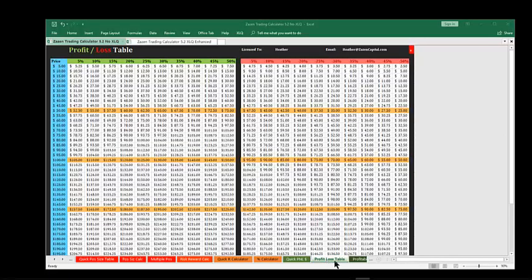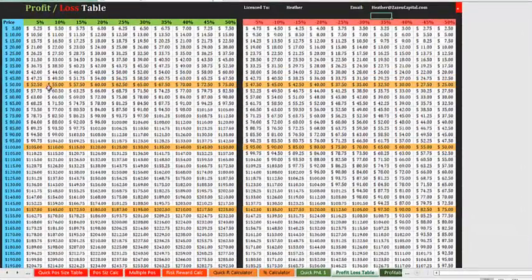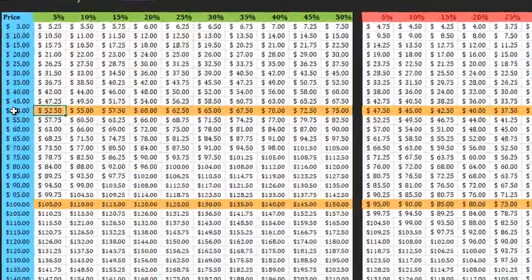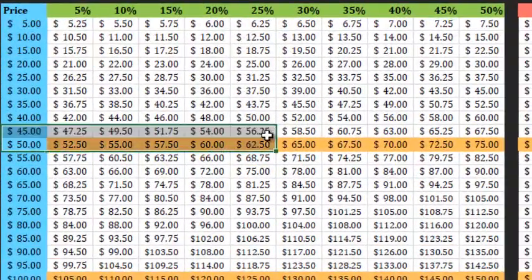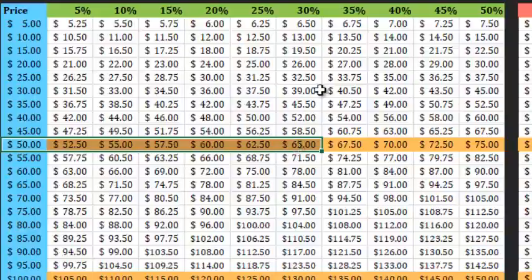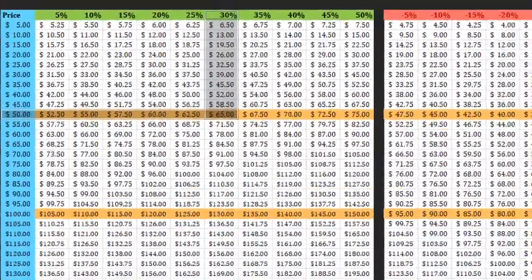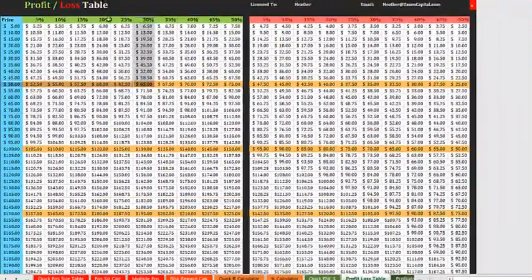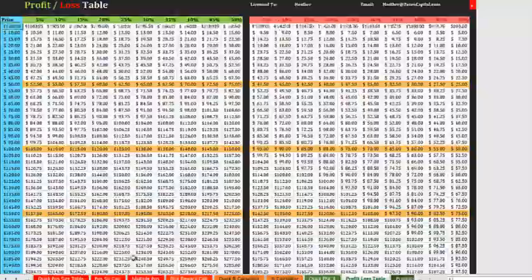This profit loss table will tell you quickly whether you go long or short, what the price of the stock is at a certain percent gain or a certain percent loss. Perhaps the stock costs $50 when you entered and you're seeking a 30% gain, and you'd like to know what will that price be. That price would be $65. Where the two intersect, that's your answer. The green is long and the red is short, and you can change the price of the stock and you can change the percentage gains.